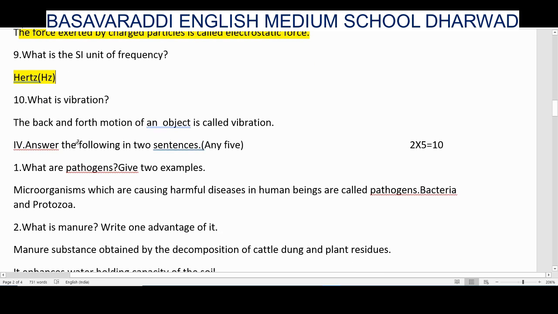What is vibration? The last question in the 1 mark questions is, what is vibration? The back and forth motion of an object is called vibration. Just back and forth movement of any object is nothing but the vibration.